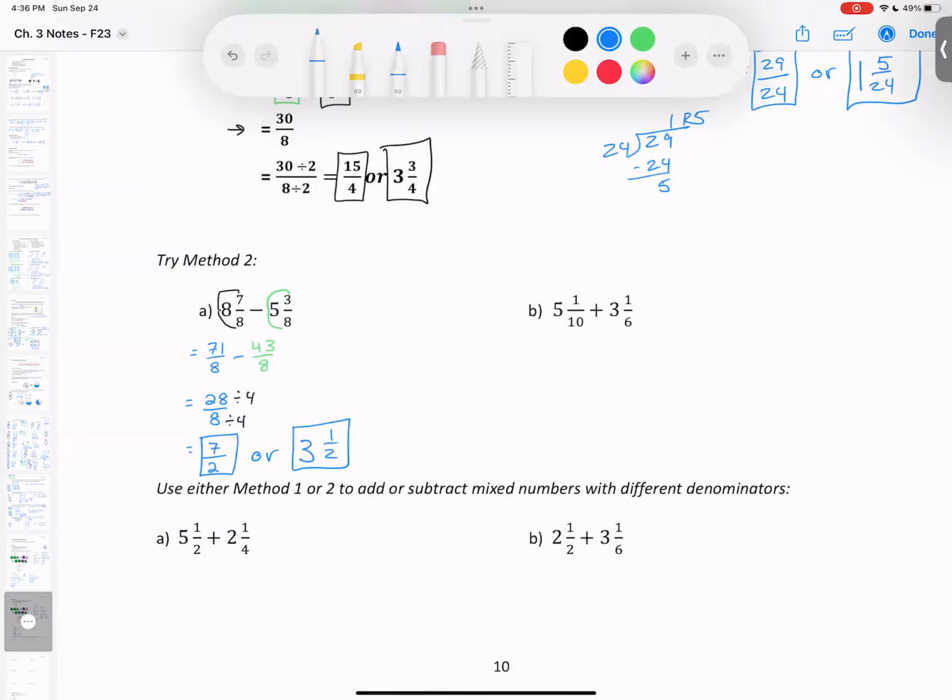All right, next one is the same, except this time we're going to have unlike denominators. So we've got 10 times 5 is 50, plus 1 is 51 over 10, plus 6 times 3 is 18, plus 1 is 19, so 19 over 6. Okay, now we're doing a question like we would have in the last section where we've got unlike denominators. So we have to find an LCD for these two.